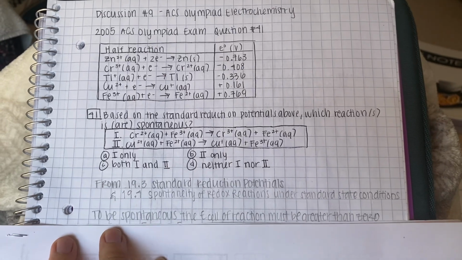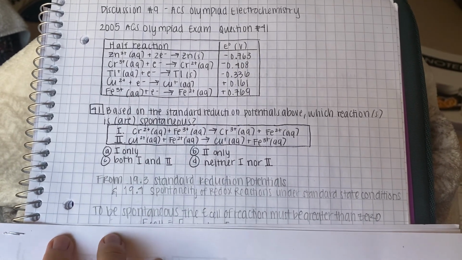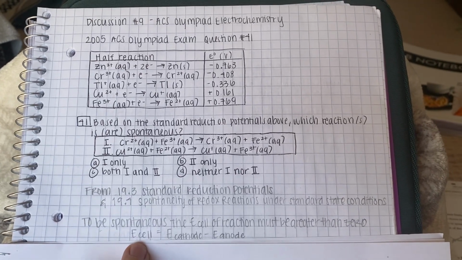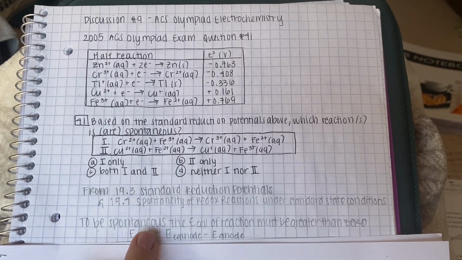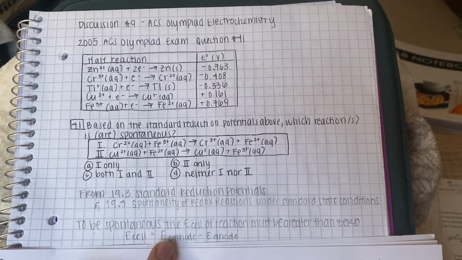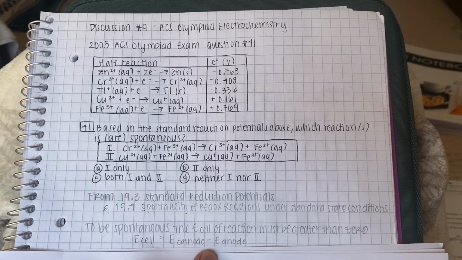And so we know that to be spontaneous, the E cell of a reaction must be greater than 0, so it must be a positive number. Using the equation, E cell, the electrical potential of the cell, is going to be the standard reduction potential of the cathode minus the standard reduction potential of the anode.